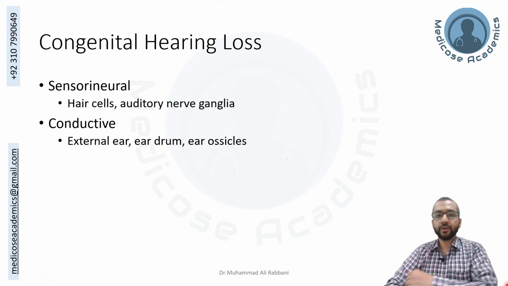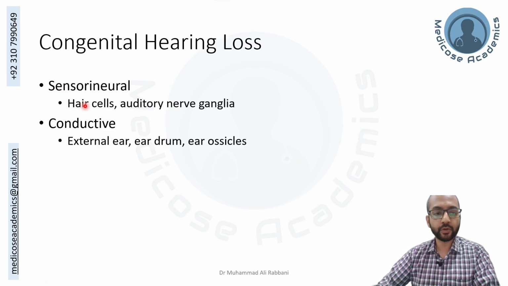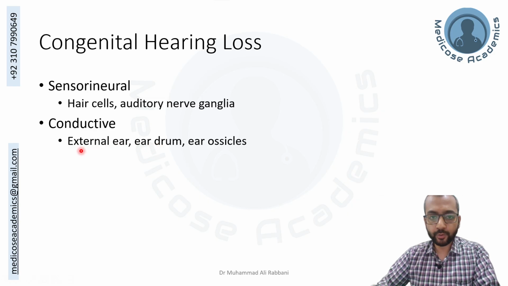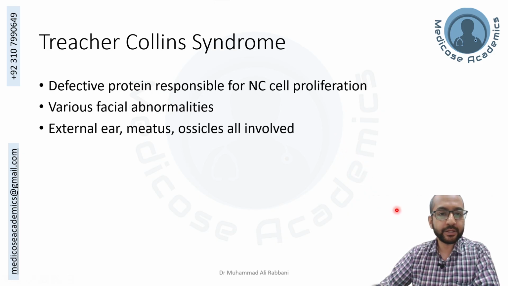Let's review a few clinical correlations. Congenital hearing loss can be there. It may be due to sensorineural or conductive causes. Sensorineural causes involve the hair cells of the organ of Corti and the auditory ganglia, and conductive may be anywhere from the external canal, eardrum, to the ear ossicles. Then there is Treacher Collins syndrome.